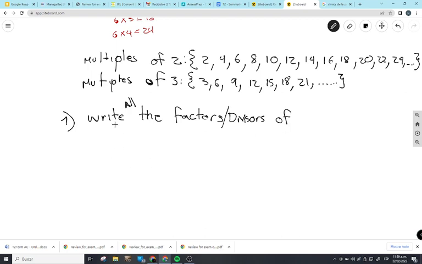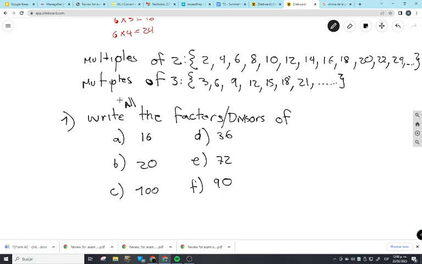Okay, so first, factors of 16. B. Factors of 20. C. Factors of 100. Don't worry, they are not that many. Okay? A, B, C, D, E, F. Okay? Factors of 36. Factors of 72. And factors of 90. Let's leave it like that. That's for the factors.